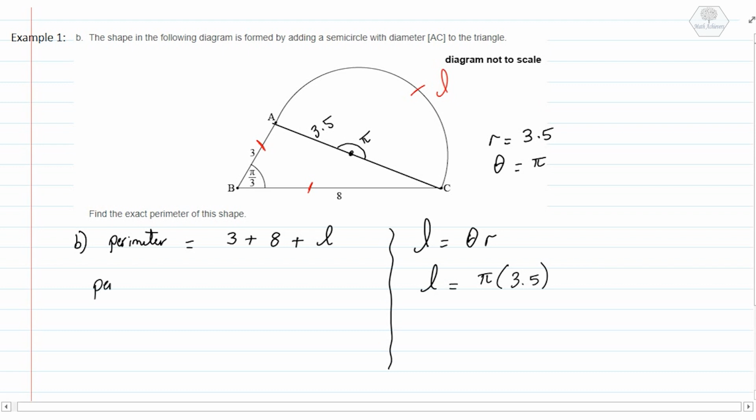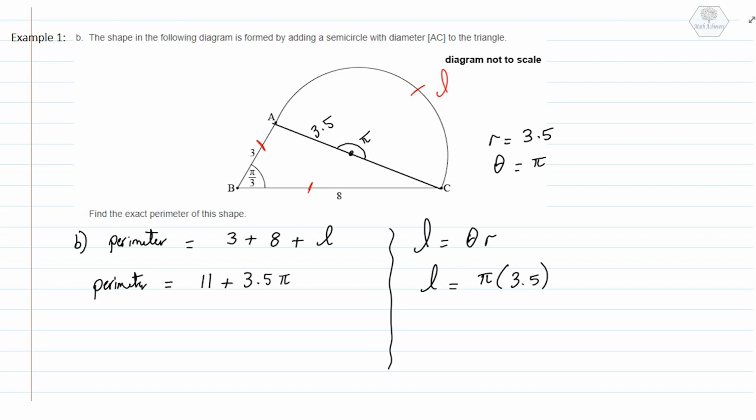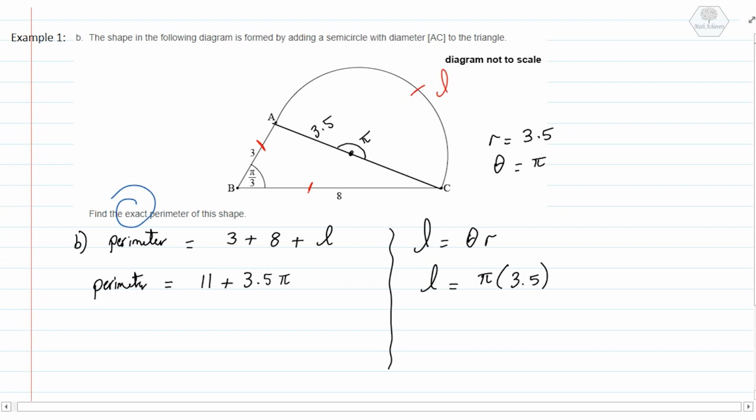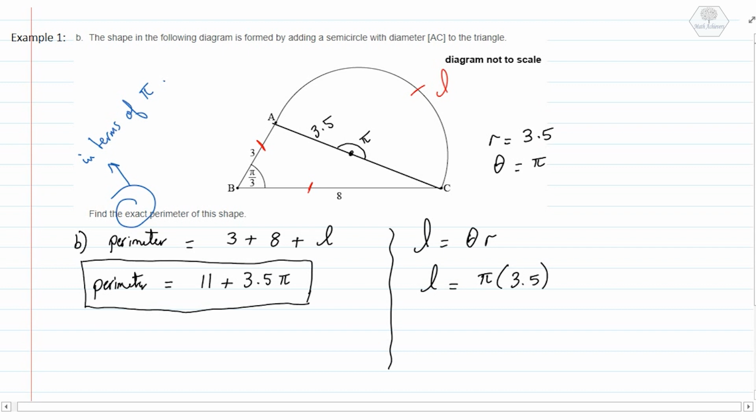So now the exact perimeter is equal to 3 plus 8, which is 11, plus 3.5 pi. The question wants, and this is so essential, the exact value, so I leave it in terms of pi. So now the perimeter, this is my final answer. Practice well, because this trigonometry is really essential to understand our coming topics.